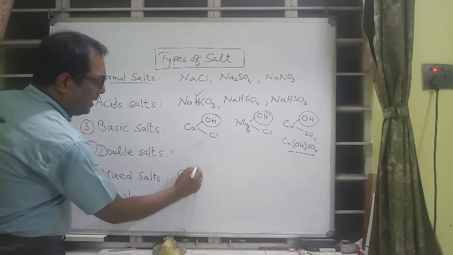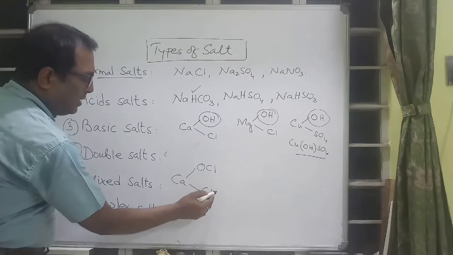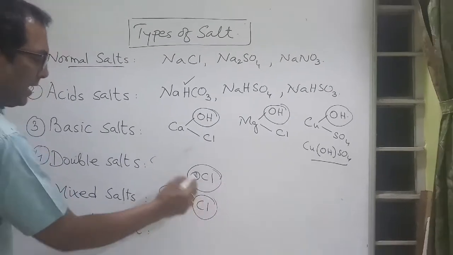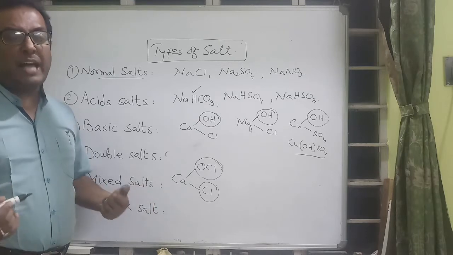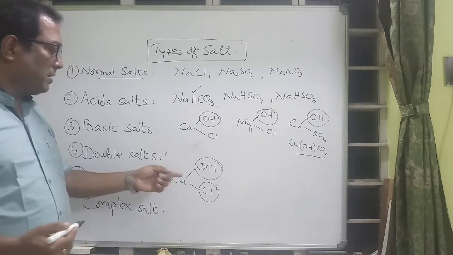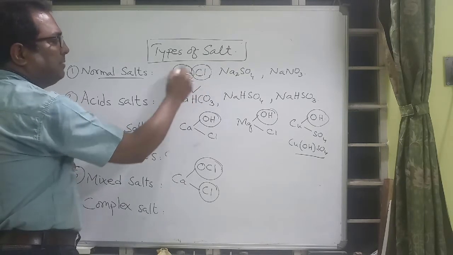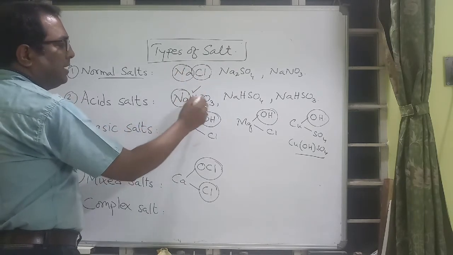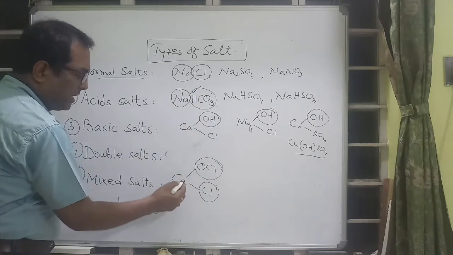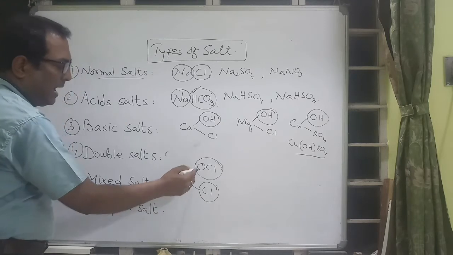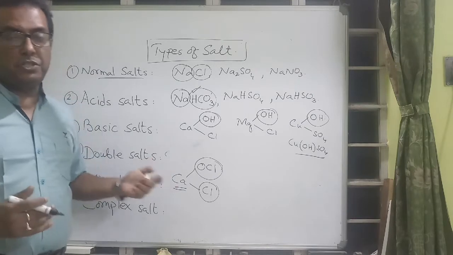So calcium has two halves, with oxychloride and chloride. So you can see, student, they are two acid radicals and one basic radical. In all other cases you can see one acid radical and one basic radical. In this case you can see a metal having two radicals in comparison to one.